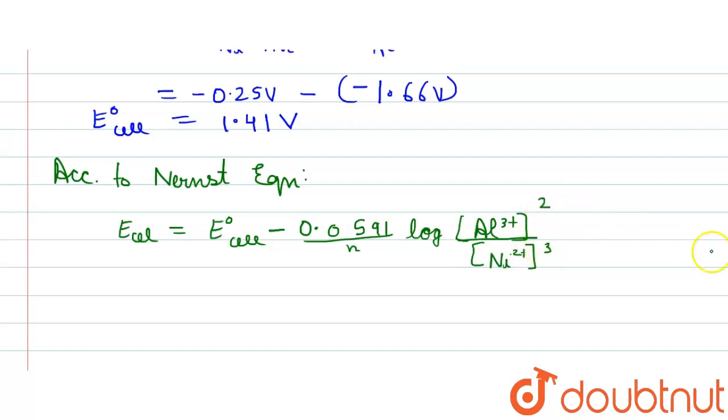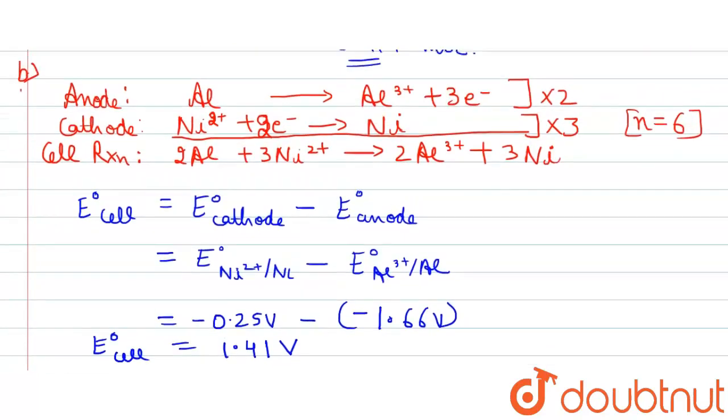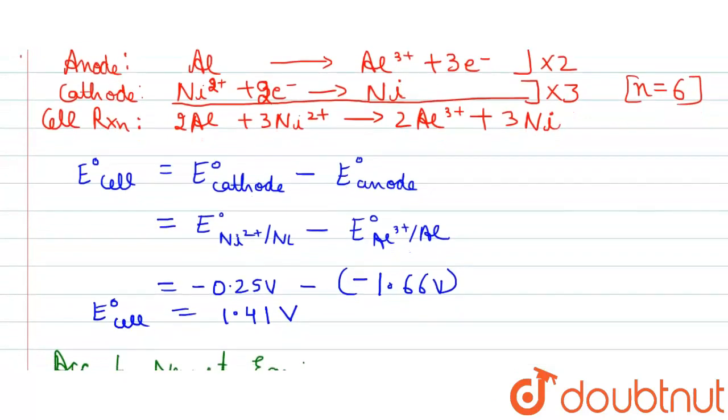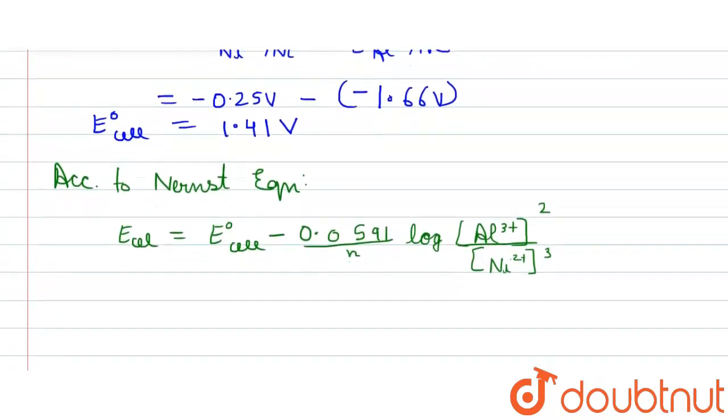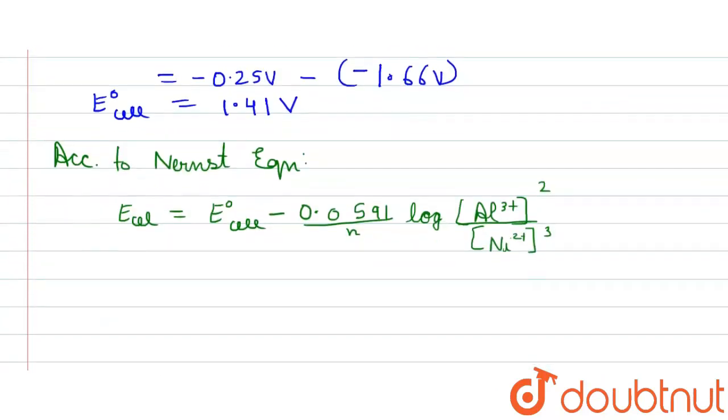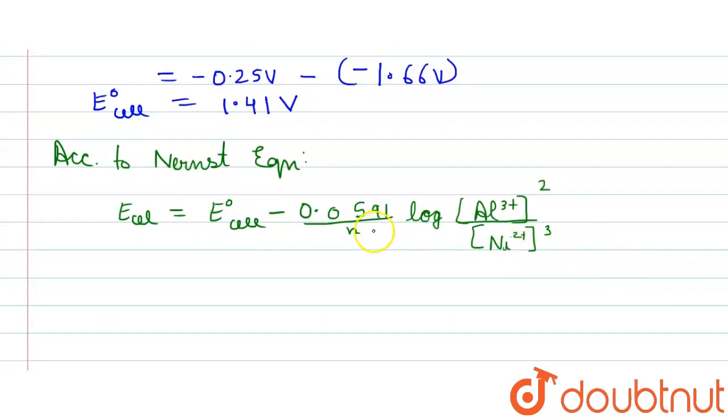So here the powers are coming from the equation that we have written. These are the number of moles. Here for aluminum it is 2, for nickel it is 3. So this is the formula for the E cell. So we need to find the E cell.